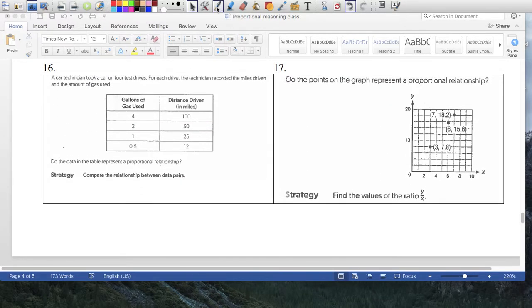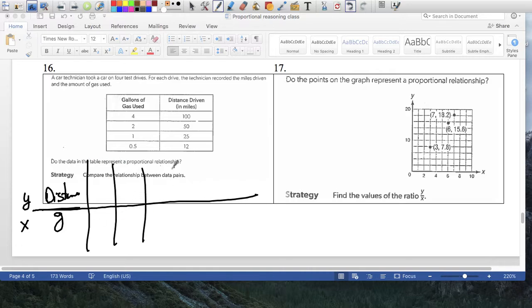Question 16. A technician took a car on 4 test drives. For each test drive, the technician recorded the times. Do the data in the table represent a proportional relationship? Okay, so I am going to switch things around. So this is the distance. This is the gallons, this is my y and this is my x. Okay, so independent, dependent. Think about that.